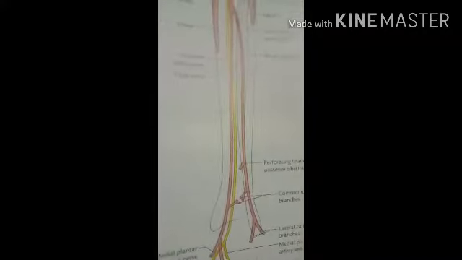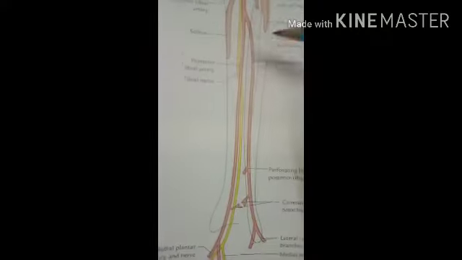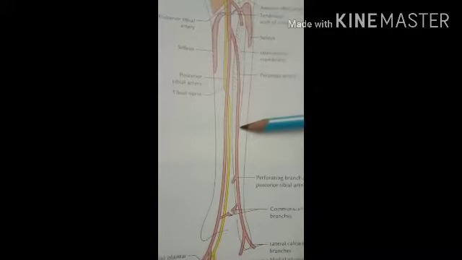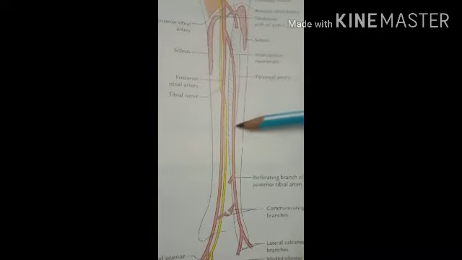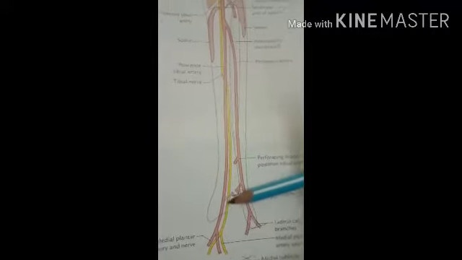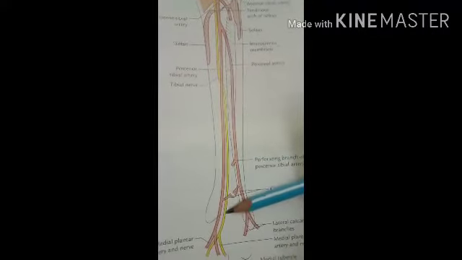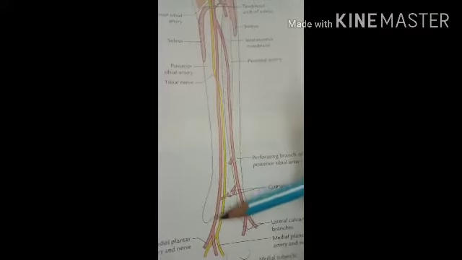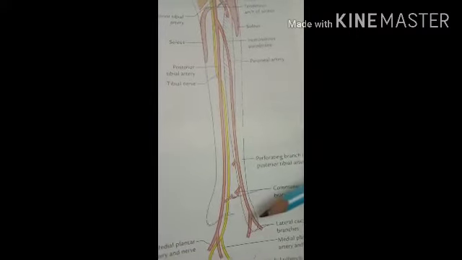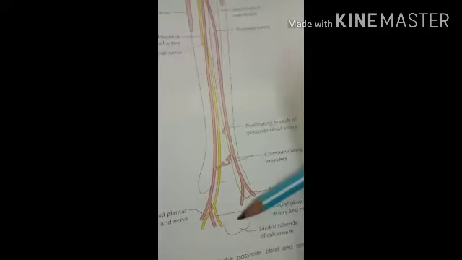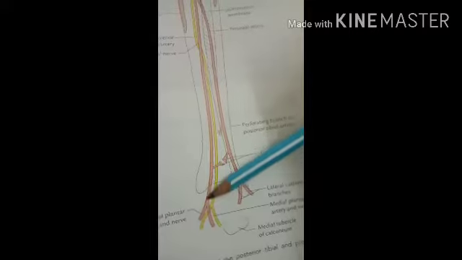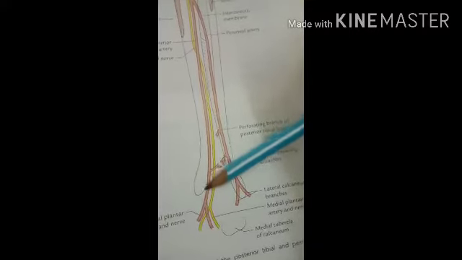After that, in the leg it runs downwards. Here you can see it runs downwards, slightly medially, to reach the posteromedial side of the ankle, midway between the medial malleolus and the medial tubercle of the calcaneus. Here you can see the medial tubercle of the calcaneus, and that is the medial malleolus, this one.